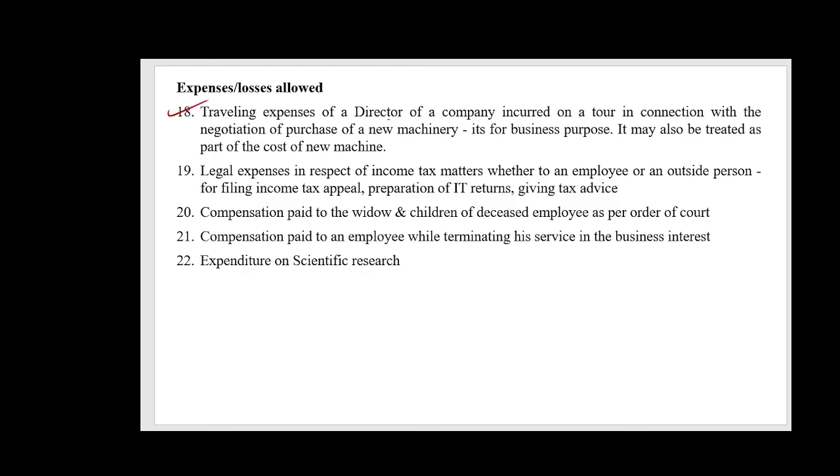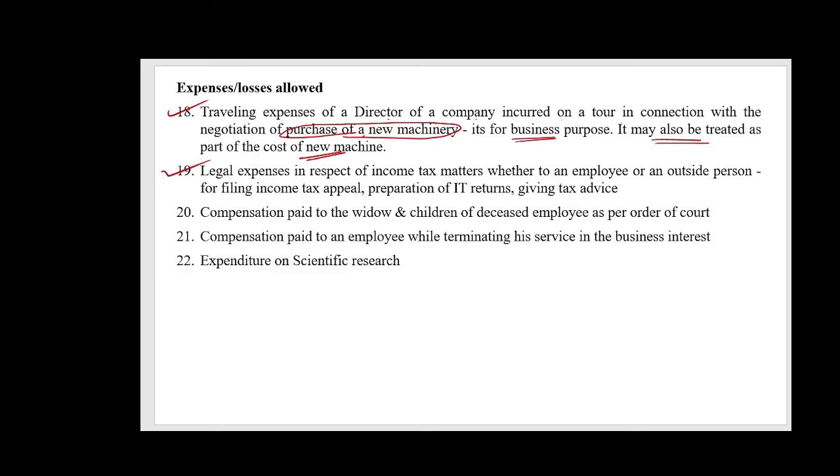Traveling expenses of a director of a company incurred on a tour in connection with the negotiation of purchase of a new machine is allowed because it's for business purpose. It may also be treated another way: since he has gone to negotiate the purchase of a new machine, these expenses can also be treated as a part of the cost of the new machine.